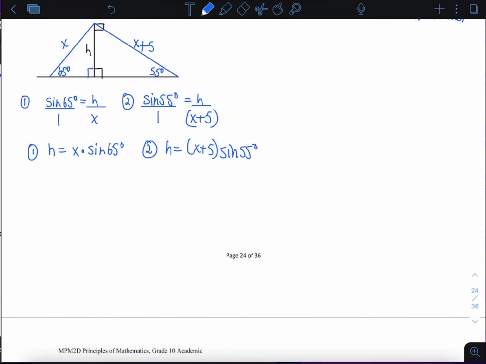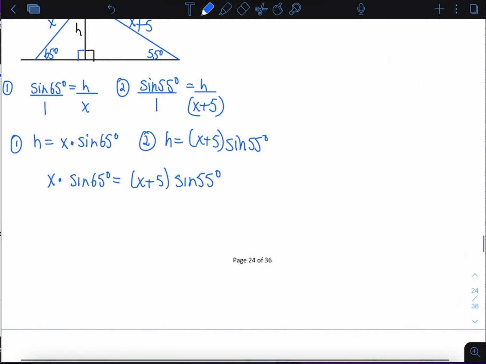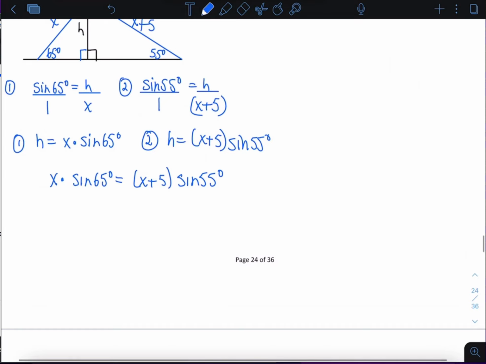Okay, and I'm going to solve this in a slightly different way. What I'm going to do is not use my calculator yet. I'm going to wait until the end. Okay, so this question is very similar to the one before it, but I'm not going to jump to my calculator just yet. What I'm going to do is use distribution on the right-hand side here to write this as x sine 55 degrees plus 5 sine 55 degrees. Okay, so it's like distribution like this.